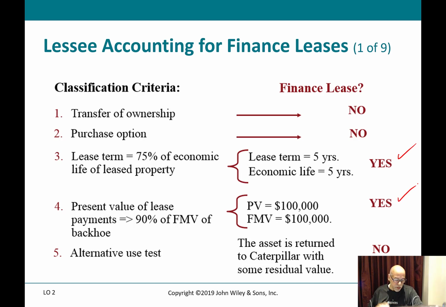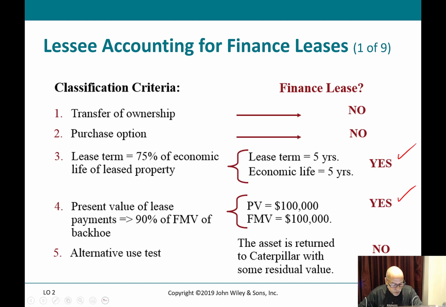Once you meet one, you don't care about the others. And then we didn't hear that the asset is returned to Caterpillar with some residual value, so there is an alternative use, but it doesn't matter. This is just systematically going through the criteria here, because we know that if you meet one, you do indeed have a finance lease.